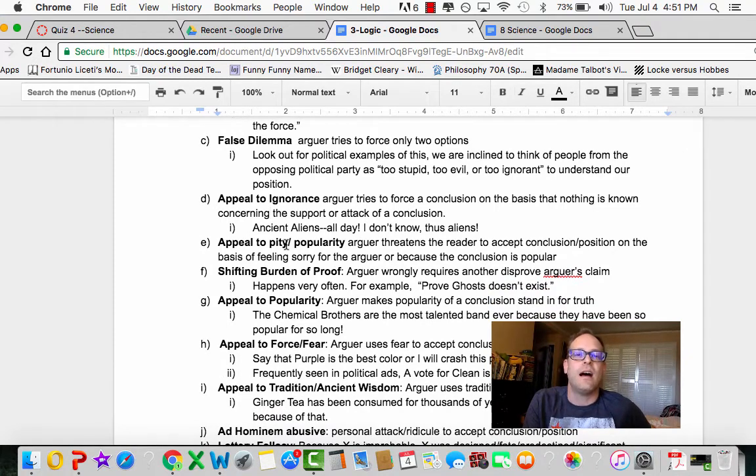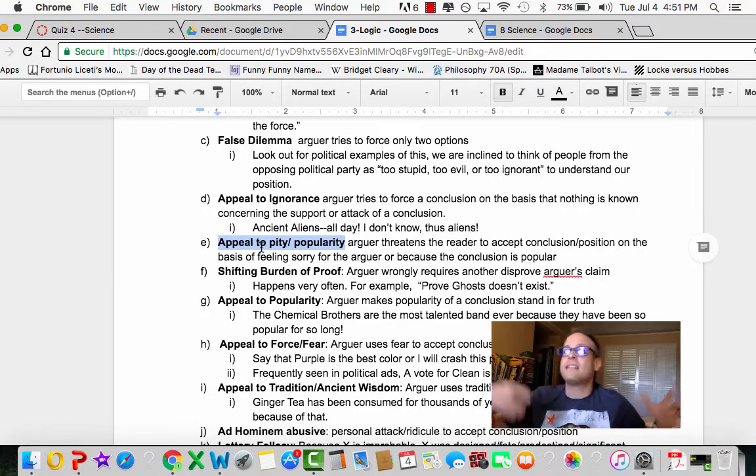Appeal to pity and popularity. I put these together because they're together on a handout, but the basic idea here is you're asking someone to accept a conclusion on the basis that the conclusion is very popular. So, Pearl Jam is the best band ever. How do I know? Well, they're super popular. Okay, well, that doesn't make them the best band ever. What criteria are we using to talk about what makes something the best? That would be a way to figure out that question.